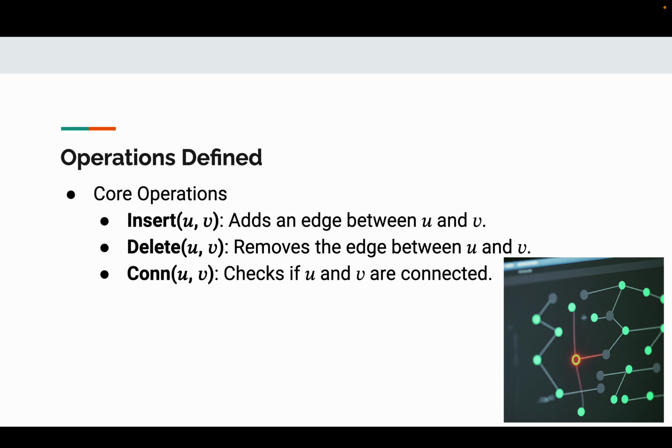So there are three operations at the heart of dynamic connectivity: insert, delete, and connectivity query. Insert and delete modify the graph's edge set, while connectivity queries the connectivity status between any two vertices, a fundamental aspect of understanding graph dynamics.